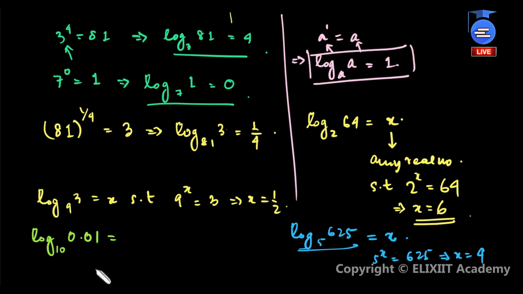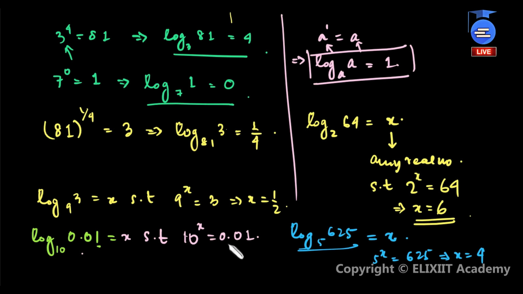Why -2? Let us understand this. So we have log 0.01 base 10. If you use the basic definition, if this is equals to x, then x is such that 10 to the power x is equals to 0.01.